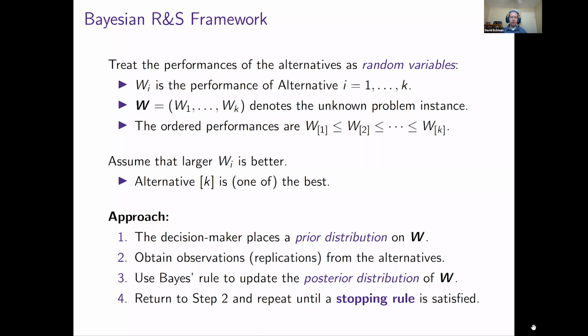The decision maker starts with a prior distribution on the unknown problem instance, generates data, obtaining observations, which we'll think of here as being simulation replications from the alternatives. And then you turn the crank using Bayes' rule, the standard Bayesian machinery, to update your posterior distribution of W. And here we're looking at running a procedure like this until we satisfy some stopping rule that can be checked by examining the posterior distribution given the data that we've observed. If the stopping rule isn't met, we continue, we take more data and update it until we can stop.